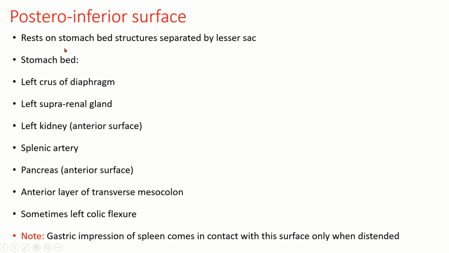The posterior inferior surface rests on the stomach bed structures. The following structures form the stomach bed: left crus of diaphragm, left suprarenal gland, left kidney, splenic artery, pancreas, so the anterior surface of the left kidney and pancreas. Then the anterior layer of the transverse mesocolon. Then sometimes the left colic flexure. If the stomach is distended, then only the gastric impression of the spleen comes in contact with the posterior inferior surface. Otherwise, it will be related to the anterior superior surface, separated by a recess of the greater sac.